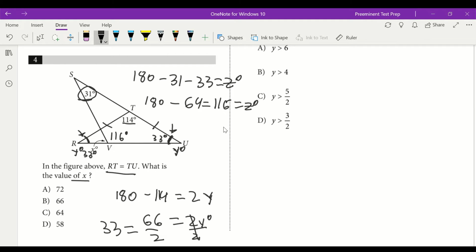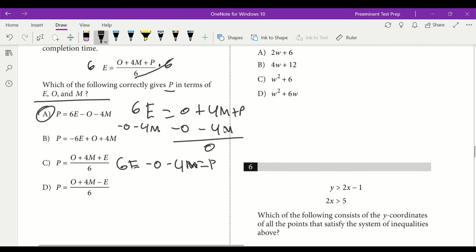Well, now we can go ahead and solve for x by doing 180 degrees, because we know that this is on a line, and if it's on a line, that line is going to be 180 degrees total around here. So we'll do 180 degrees minus 116 degrees will give us our angle x. 180 minus 116 leaves us with 64 degrees equals angle x. So our answer is C.